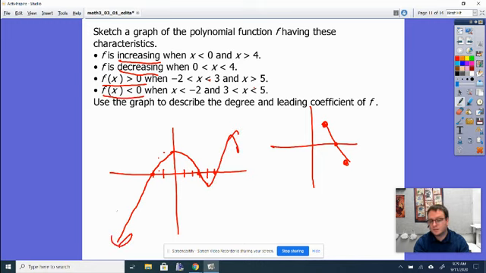Okay, and again, we're not looking for perfection here. This may go up a little bit more, this may go down a little bit more, or vice versa. But the idea here is we're doing a sketch that has these characteristics. So first, go in, find your zeros, and then create that graph based on where it's increasing and decreasing. You're not going to see a ton of these, but they are important to know how to do.